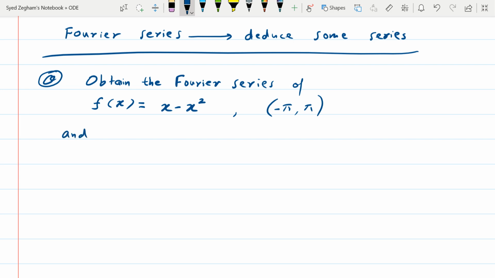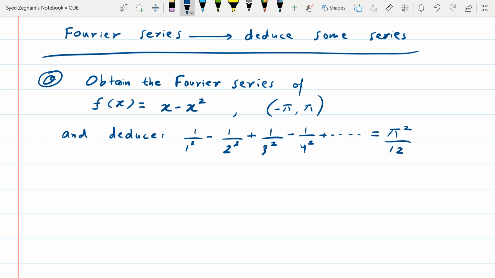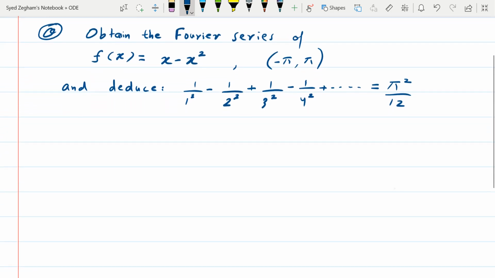And deduce the series 1 by 1 square minus 1 by 2 square, right, plus 1 by 3 square, alternate positive and negative signs, and so on. This should be equal to pi square over 12. Okay, so this is our question.